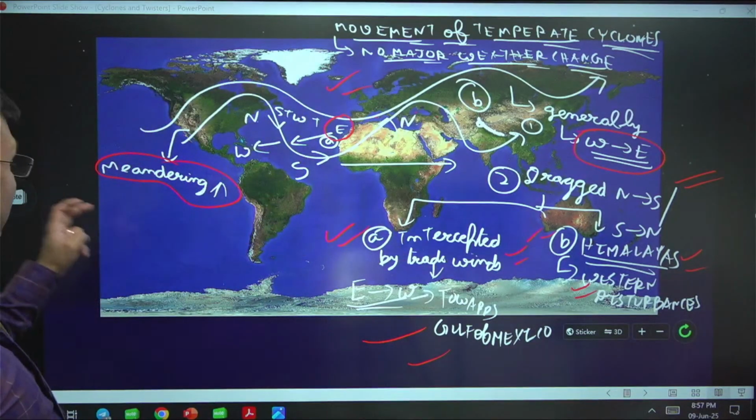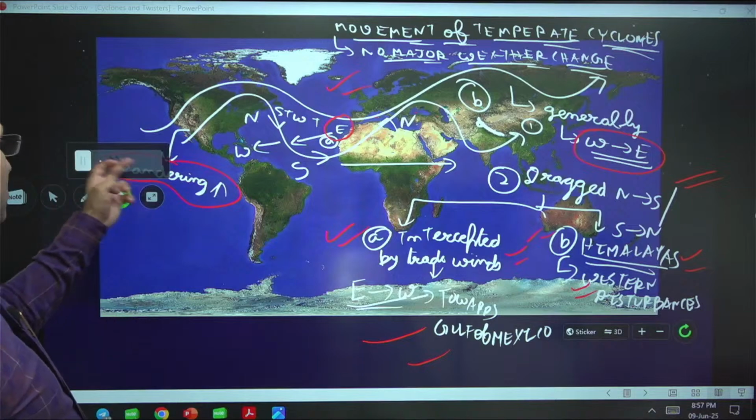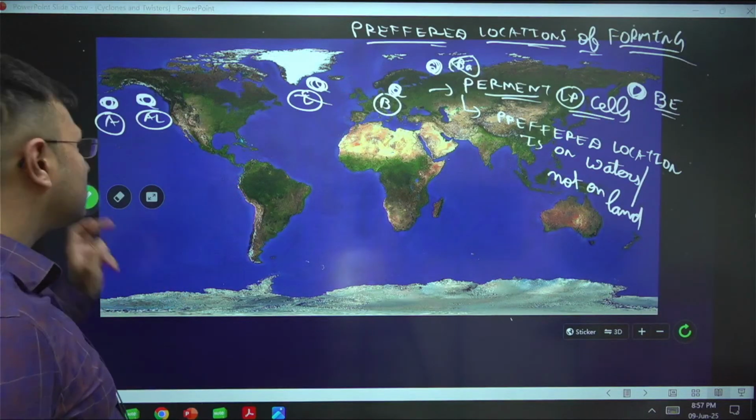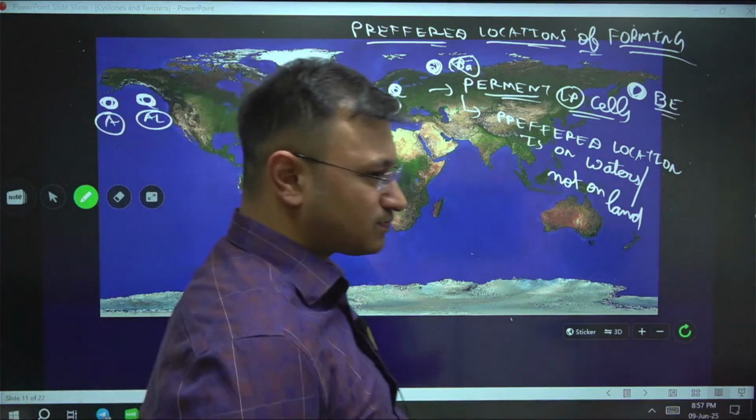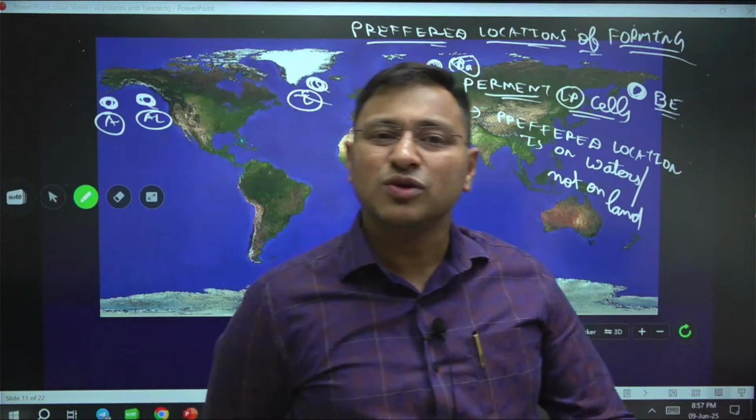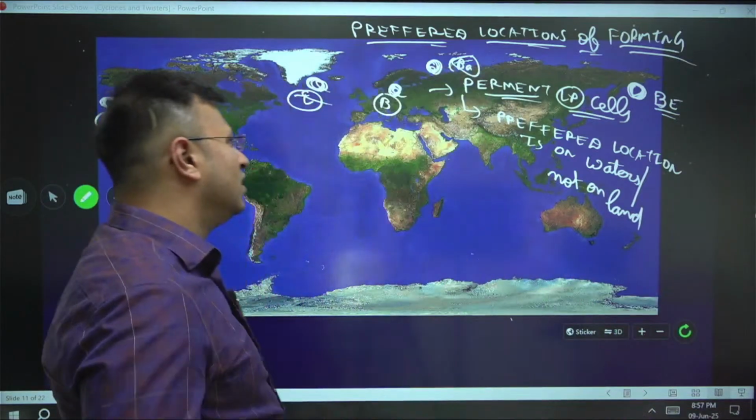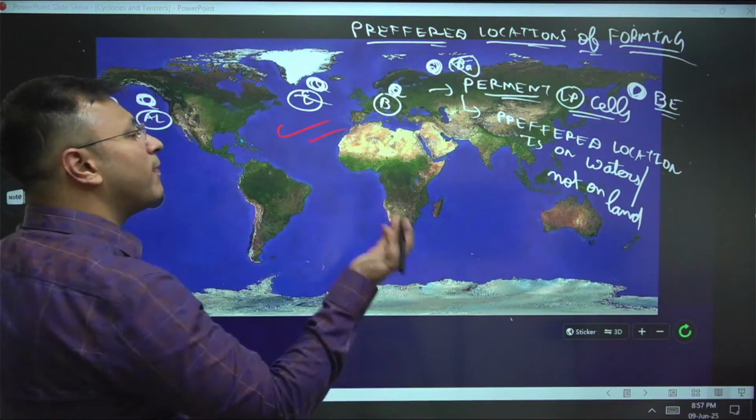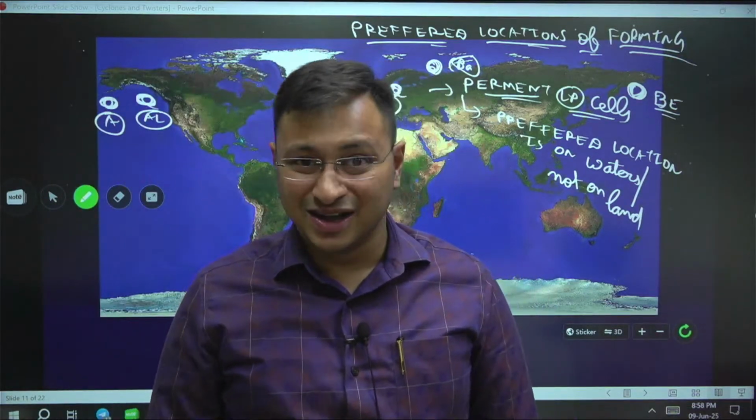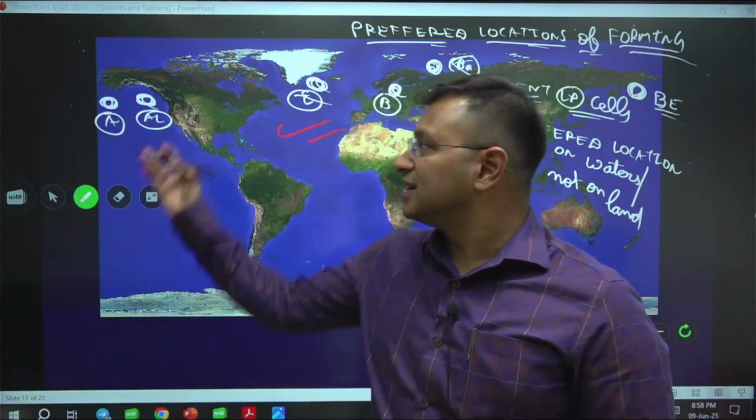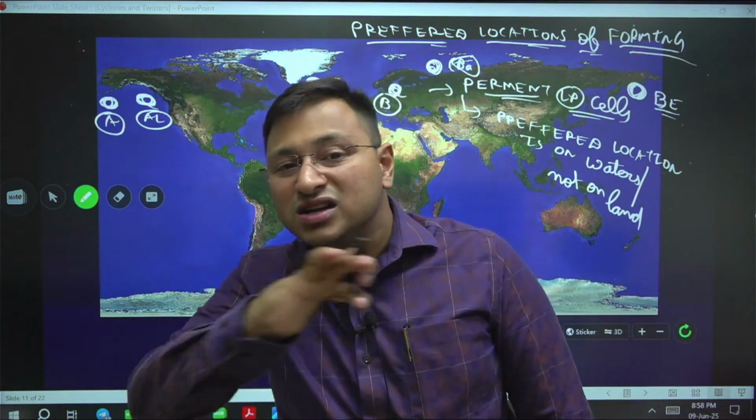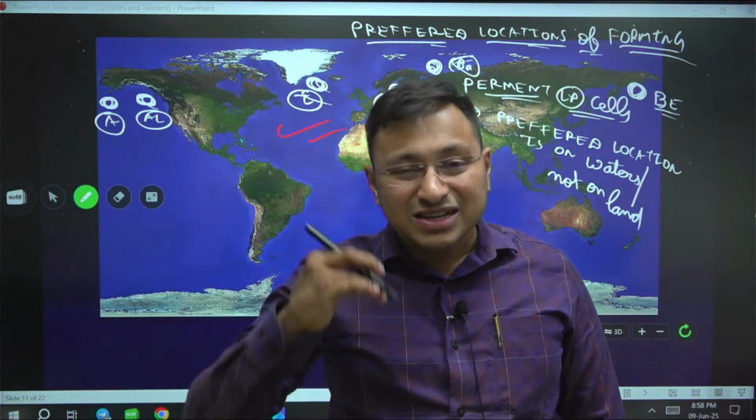Okay, sir. But sir, if you are trying to figure out what is the preferred location of the origin of the temperate cyclones, so the preferred location is the permanent low pressure cells of the northern hemisphere. We all know that the subpolar low pressure belt of the northern hemisphere is not a continuous pressure belt, it's rather discontinuous.